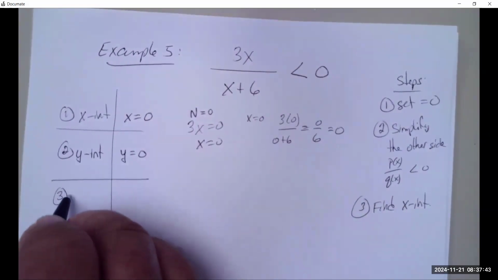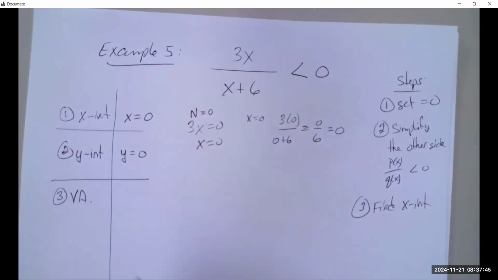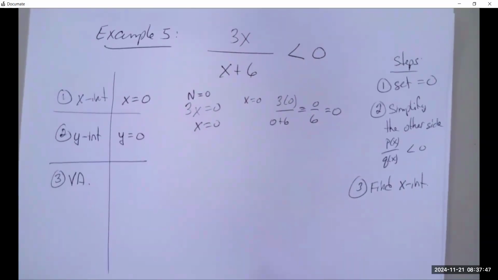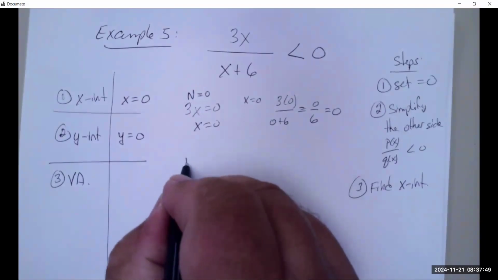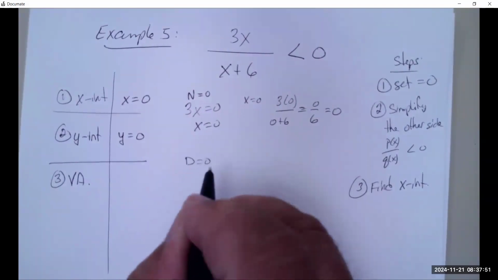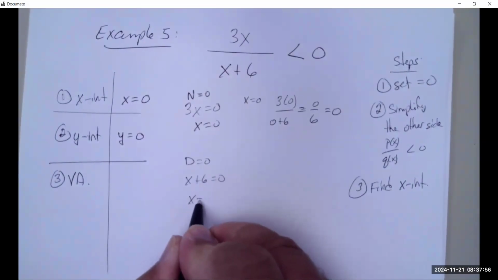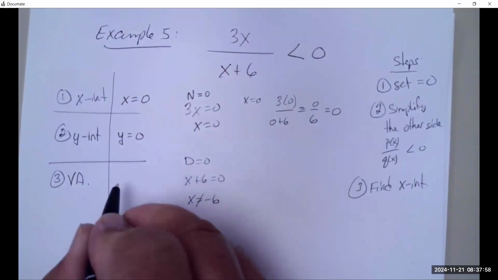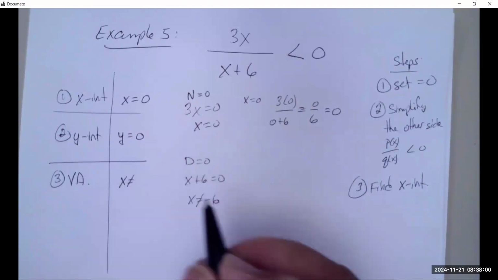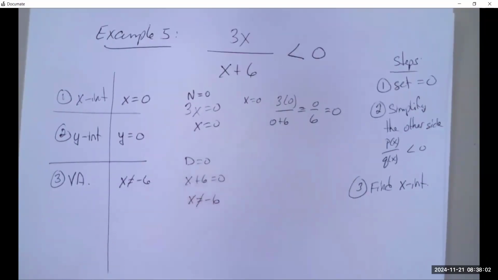Third step, find the vertical asymptotes. Set the denominator equal to 0. So we have x plus 6 equals 0, x equals negative 6. So that is my vertical asymptote. X cannot equal negative 6.